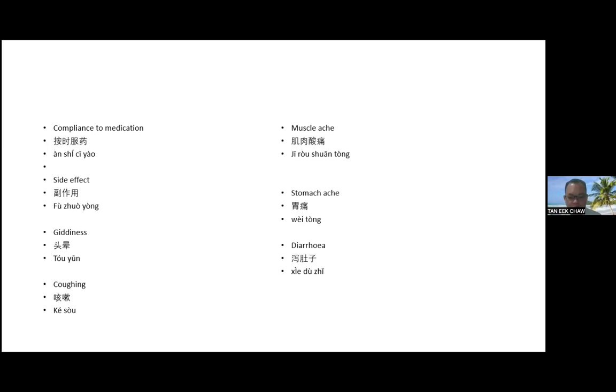Okay, so far any question regarding the history taking in general or also in chest pain?